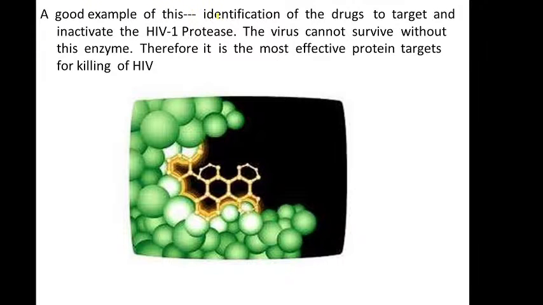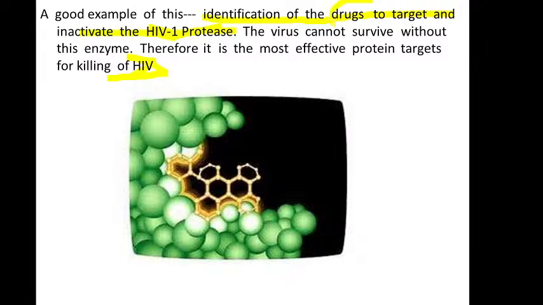A good example of this is the identification of a drug to target and inactivate the HIV-1 protease. So we have the protein which is HIV-1 protease. The virus cannot survive without this enzyme. So the HIV virus will not survive without HIV-1 protease. Therefore, it is the most effective protein target for killing the HIV. So, are you getting my point?